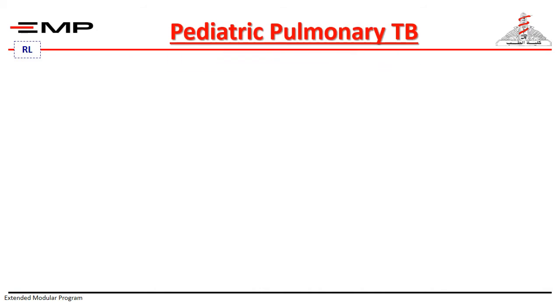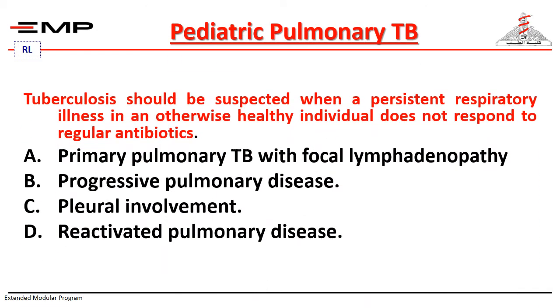Pediatric pulmonary tuberculosis. Tuberculosis should be suspected when a persistent respiratory illness in an otherwise healthy individual does not respond to regular antibiotics. So, primary pulmonary tuberculosis with focal lymphadenopathy can be a picture. Progressive pulmonary disease, pleural involvement, and reactivation of the pulmonary disease can also occur.